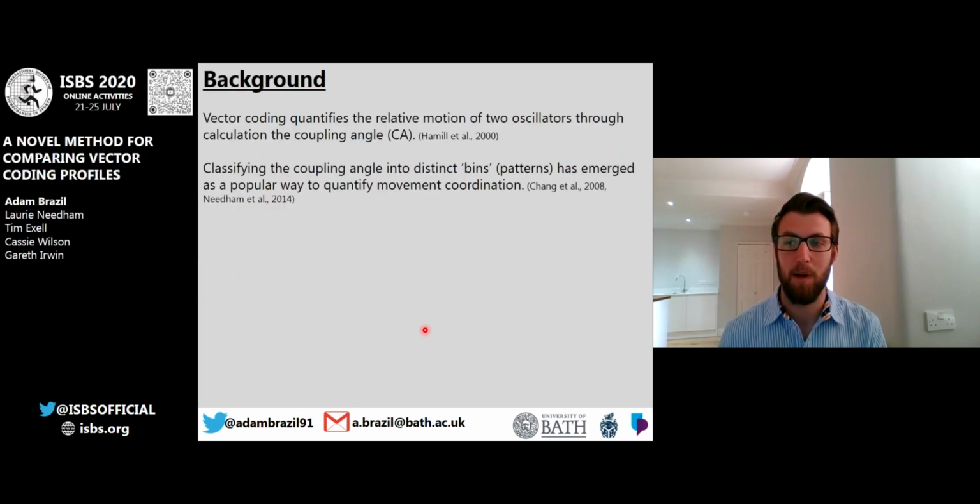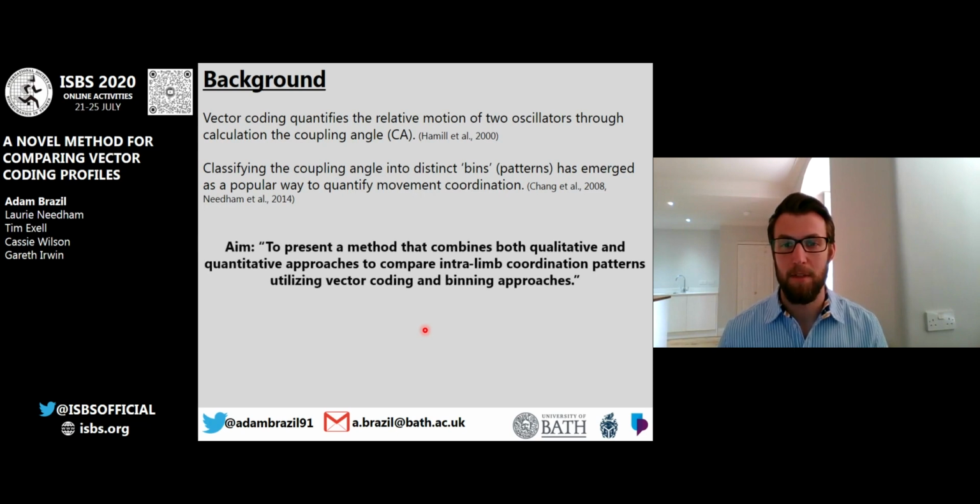Our research is looking at a novel method for comparing vector coding profiles. Now, vector coding is a way of quantifying coordination, and it looks at the relative motion of two oscillators through calculating a coupling angle, which can then be assigned into distinct bins or patterns, which is a popular way to look at this movement coordination. However, when comparing profiles between individuals or between tasks, there's still a gap in the literature for a method that qualitatively and quantitatively compares these profiles, which was the aim of this study.